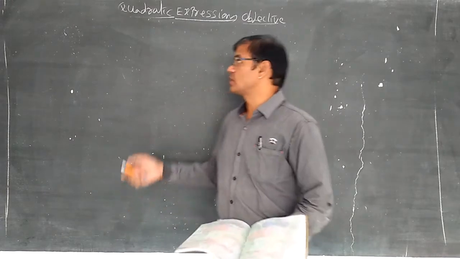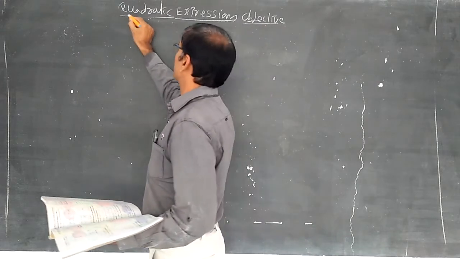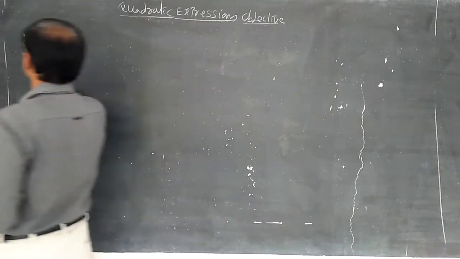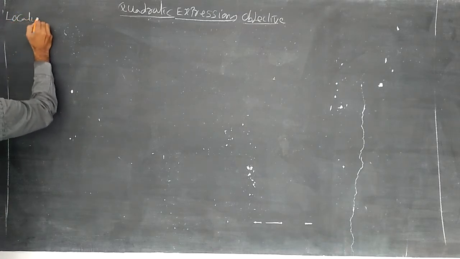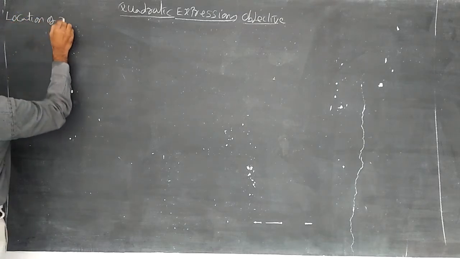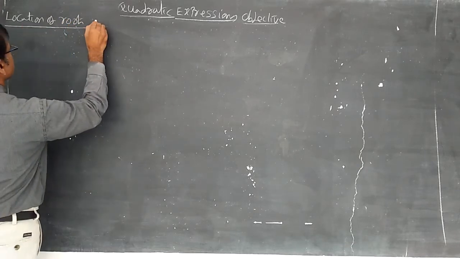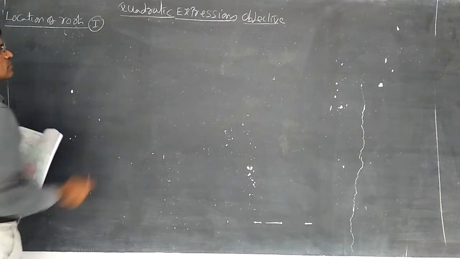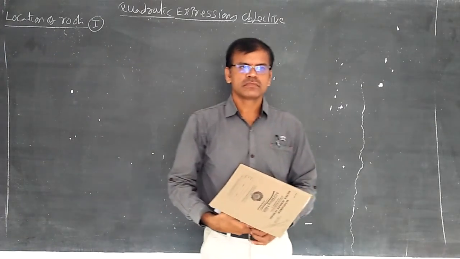Students, now we are on the topic quadratic expressions objective. In the quadratic expressions objective topic, we are discussing the concept of location of roots. In the concept location of roots, Roman number 1 depends upon a real number k.